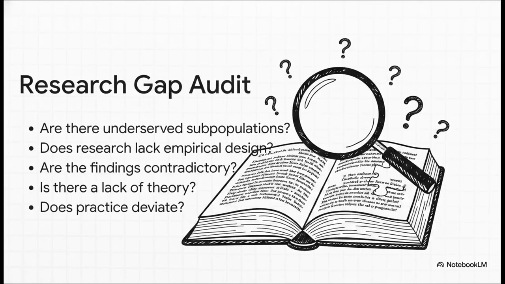So armed with these clear questions, researchers aren't just sitting back and passively reading textbooks. No, they conduct what's called a gap audit. They actively interrogate the text. They're constantly asking, are there underserved subpopulations here? Does this prior research actually lack empirical design? Are these findings contradictory? Is there a lack of a theoretical model? Does practice deviate from the research? This audit is basically their magnifying glass. It helps them hunt down those missing puzzle pieces systematically.